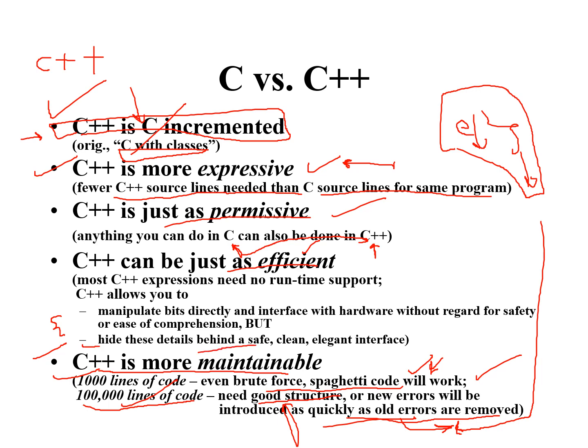Okay, the C++ language is more maintainable, more efficient, more permissive, more expressive, and it is just the incremented version of the C language. Okay, I hope till here all the things are clear to you.